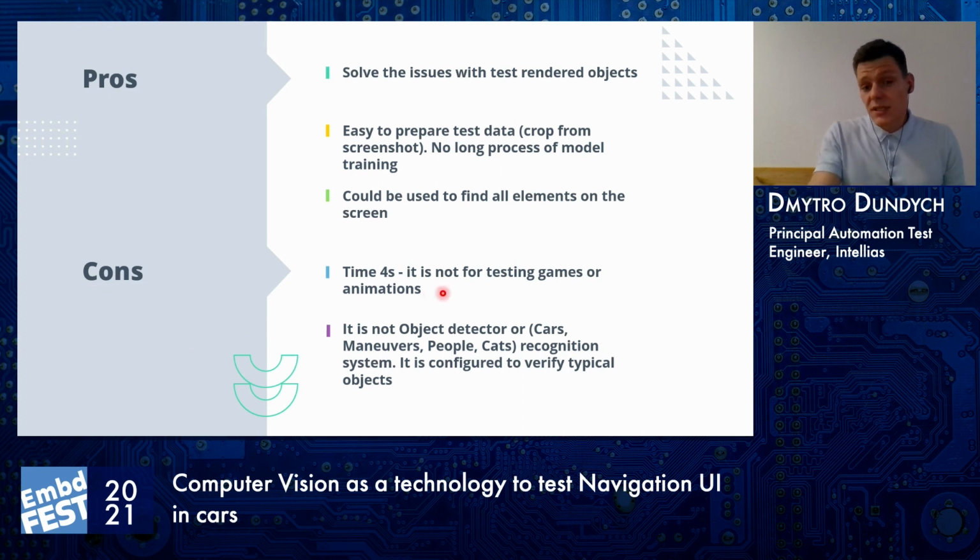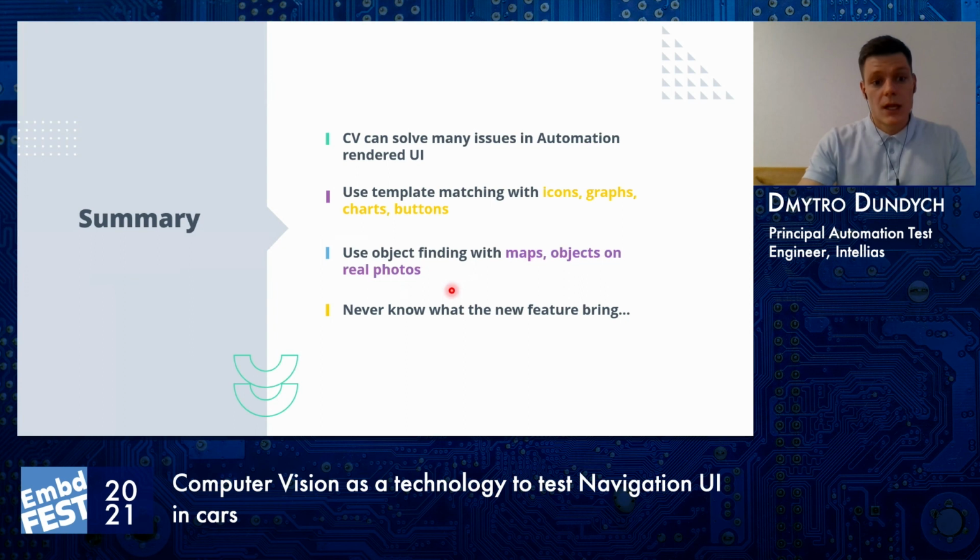Of course, testing takes a long time. You can play a game with it, and it is not an object detector. You can't find maneuvers, cars, people, because you need training for that. If you have a maneuver in only one direction without rotation, you're okay with that. But if you have some rotation, you have real trouble.